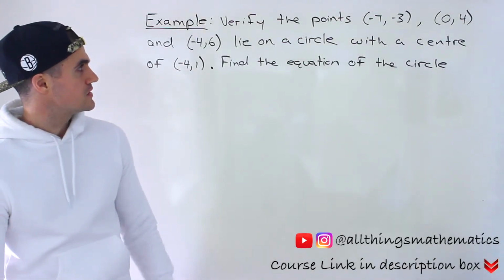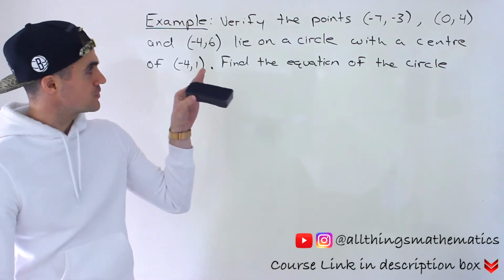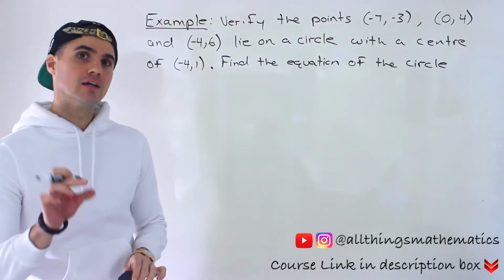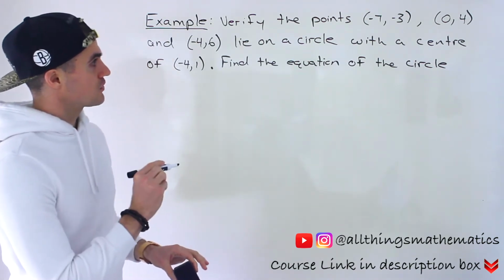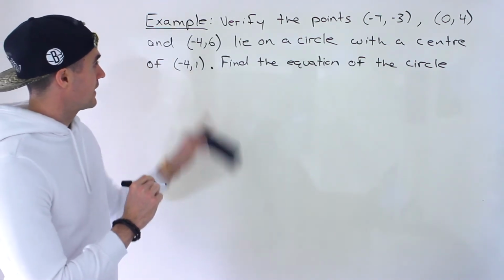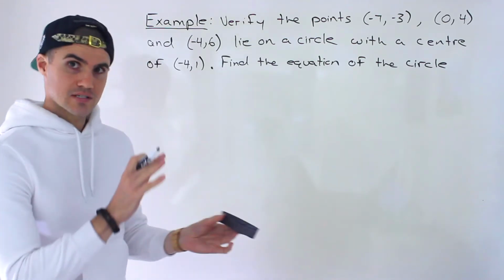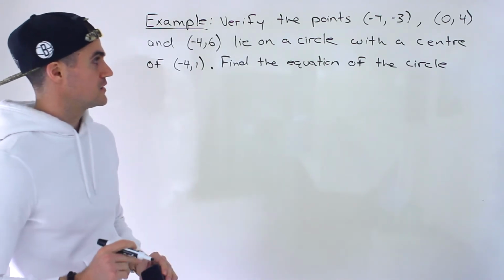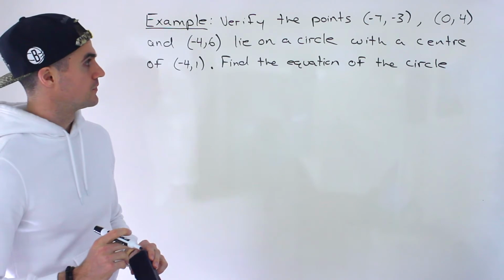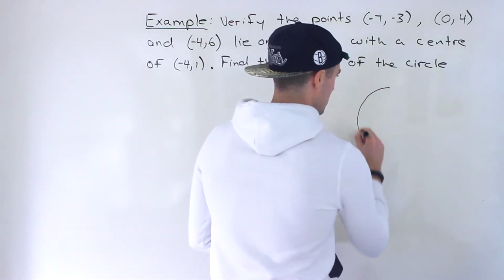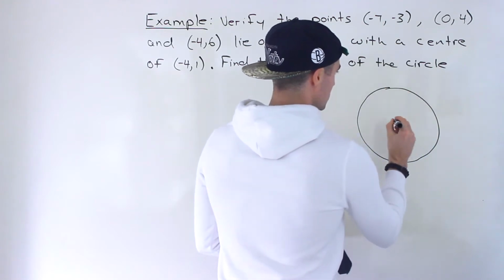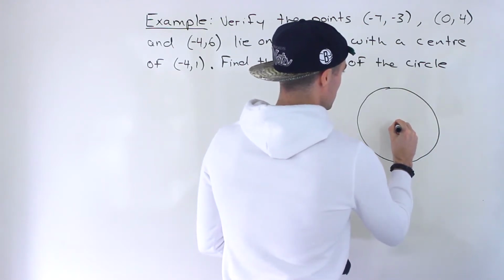So what we have to do in this video, we got to verify that these 3 points, (-7, -3), (0, 4), and (-4, 6), lie on a circle that has a center at (-4, 1). Then once we verified that, we have to find the equation of the circle. So this question's not too bad. There's going to be some algebra, but let me first show you just visually how it works.